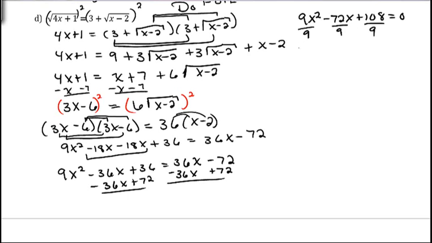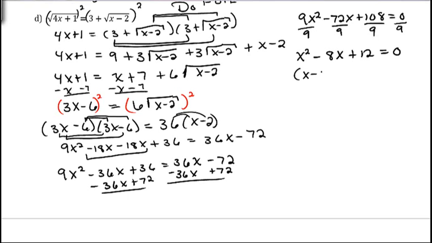Okay, 9x squared divided by 9 is x squared. And we're really dividing everything by 9, but 0 divided by anything is just 0. And 72 divided by 9, so that's going to be negative 8x. And then 108 divided by 9 gives us 12. And again, 0 divided by 9 is 0. So now, go ahead and factor this.